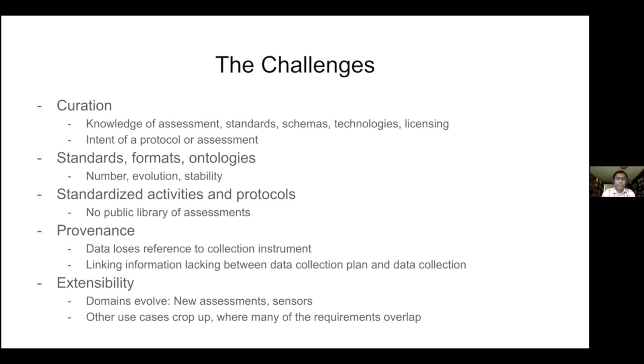The fourth challenge we tend to face is provenance. If you think of an Excel spreadsheet, all you have typically are numbers or values and a set of columns. So this loses a lot of information at that point in time. Those column names carry rich information. We've lost information with respect to the collection instrument that was used, the exact assessment form that was used, and hence we are lacking provenance from this perspective.